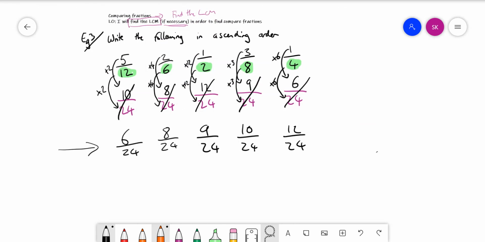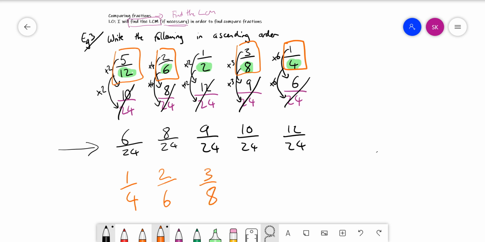6 over 24 was the same as a quarter, so I'm going to write that first. 8 over 24 was the same as 2/6, so I'll write that next. 9 over 24, 3/8. 10 over 24, 5/12. And 12 over 24 was a half. And this is my answer.